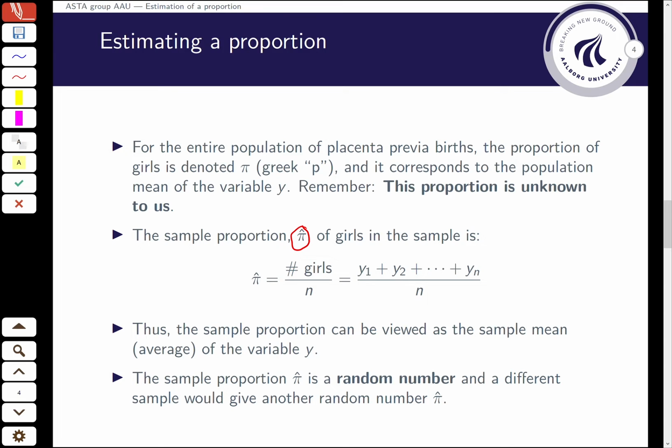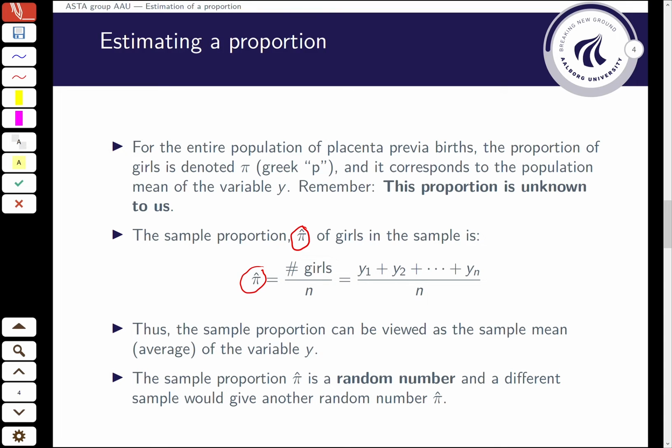And to count the number of girls, we can just add all the y's together. So we get a 0 for each boy and a 1 for each girl, so we get the girls counted, and we divide by how many we had in total. So really, we're looking at a sample mean, the average of the variable y. That's the same as the sample proportion, and this gives us the possibility of using the central limit theorem in the next slide.